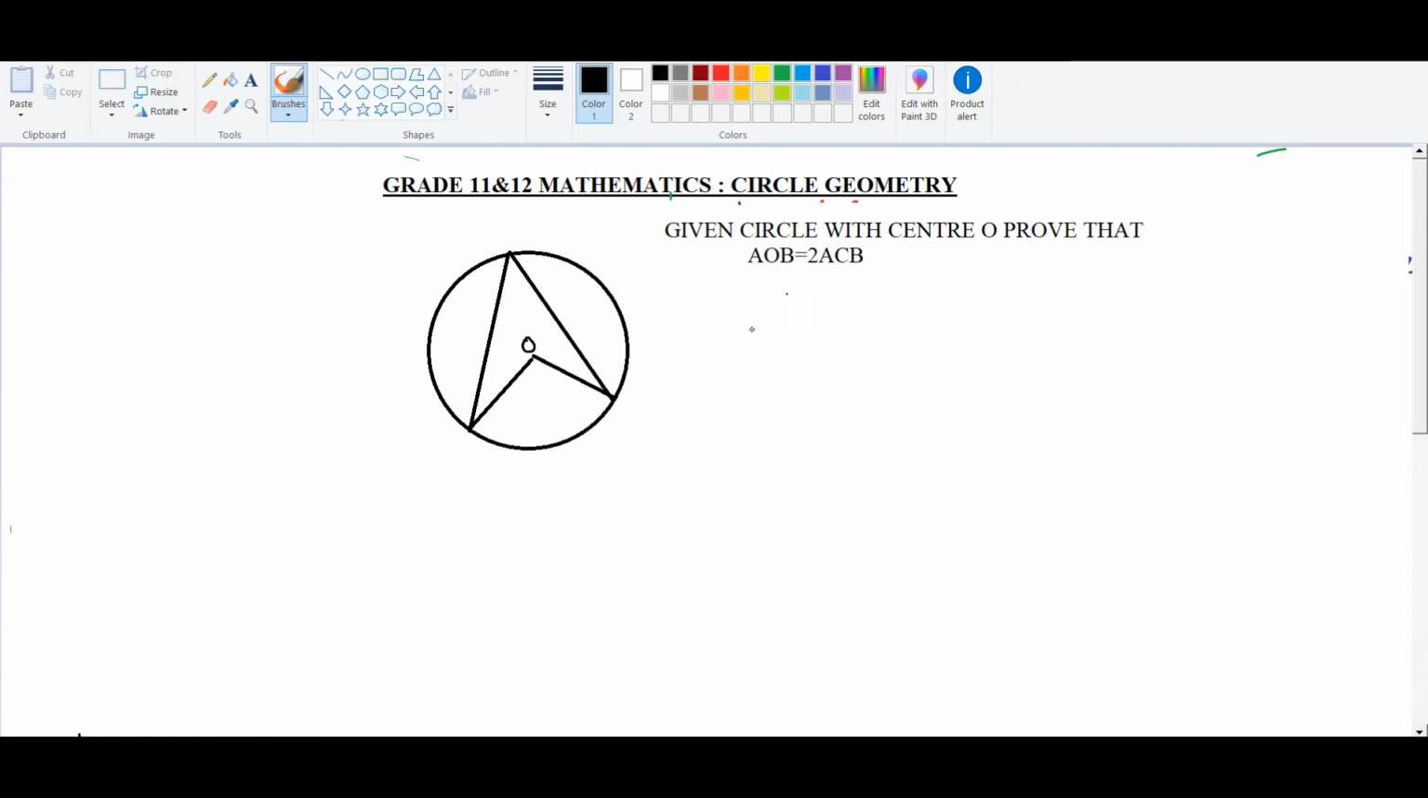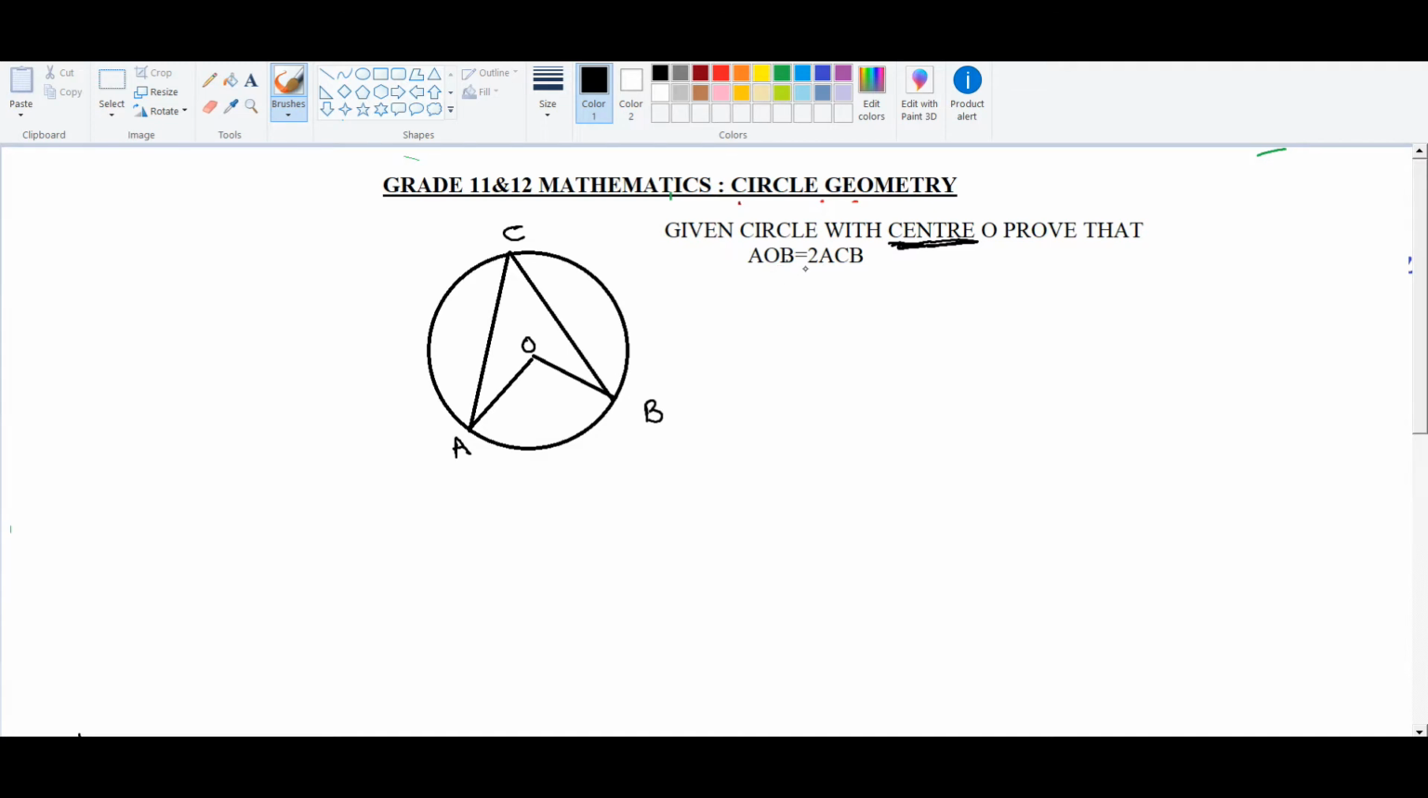We are saying, given a circle with a center O, importantly, there is a center. Please be careful. Not all the theorems require the center, but with this one, you have your center. Our circle is having the center O. Prove that AOB is equal to 2ACB. Let's say our A and our C and B. Now the theorem is saying prove that angle AOB.